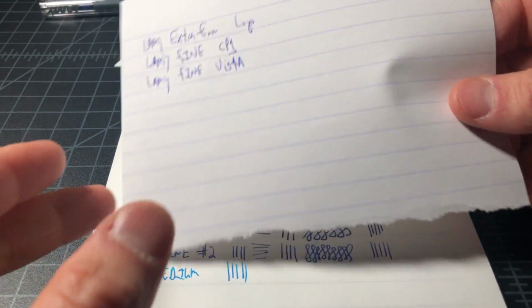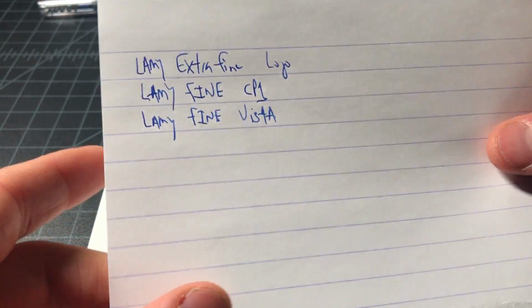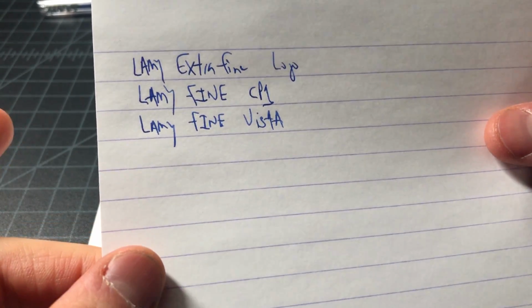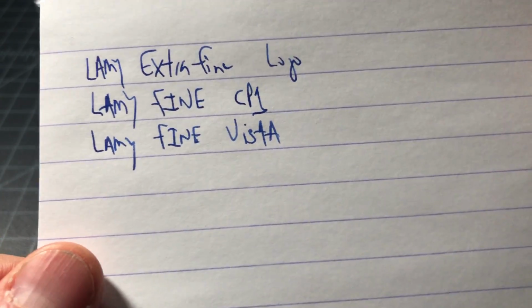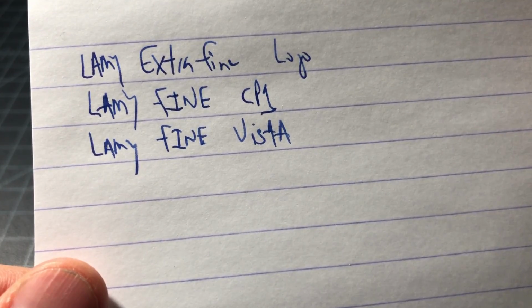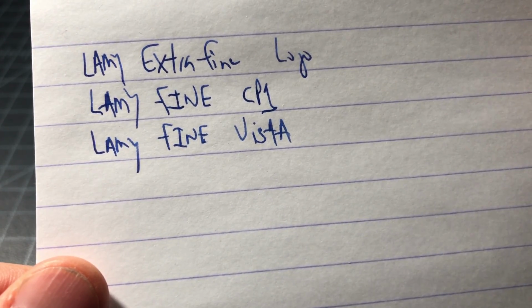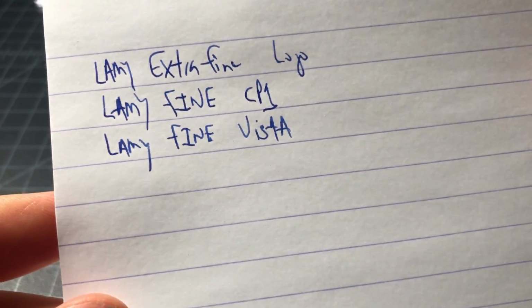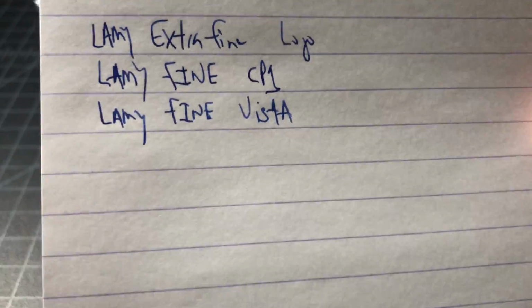So first of all, I have a Clairefontaine. This is a Triumph paper. This is like a smoothish, medium absorbent, kind of a good everyday paper. So here we have the extra fine, fine, and fine. I wish I had more extra fines. I just neglected to buy them, I guess, and I just happen to have the two fines.